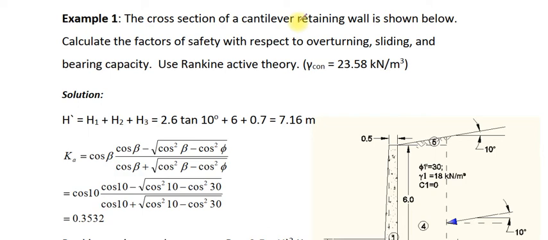This example is found in the book of Das. It helps the student to know how to analyze the retaining walls. The cross-section of a cantilever retaining wall is shown below. Calculate the factor of safety with respect to overturning, sliding, and bearing capacity. Use Rankine active theory. Gamma concrete is given equal to 23.58 kilonewton per meter cubed.